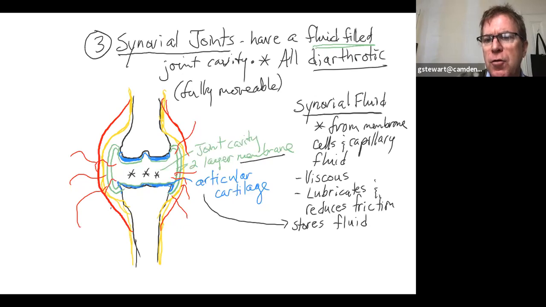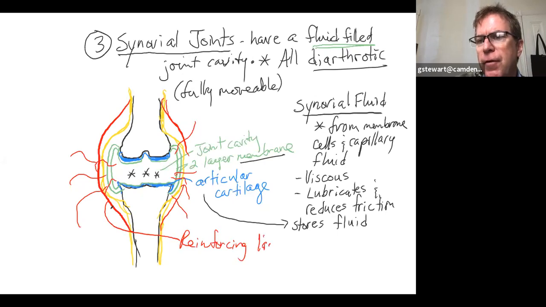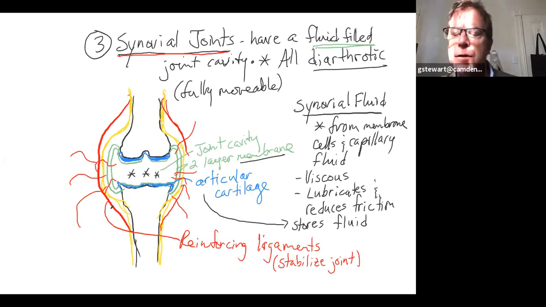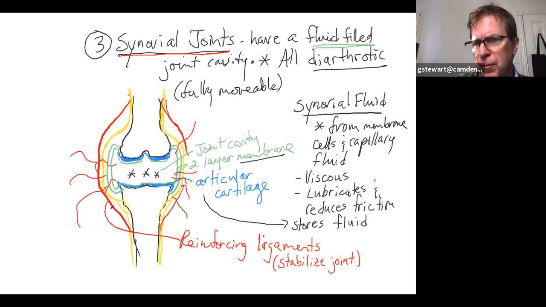These, I'm going to use red now. These red things that I've drawn here are called reinforcing ligaments. That's tough, dense, fibrous connective tissue that's full of collagen, and it's just for stability, to stabilize the joint. The trade-off with synovial joints is, the great thing is that they're really movable, allowing our appendages to do all sorts of things. The trade-off is they're less stable than fibrous joints.